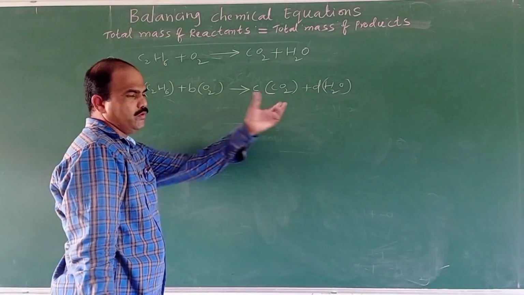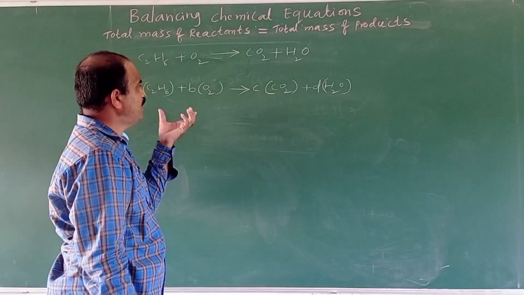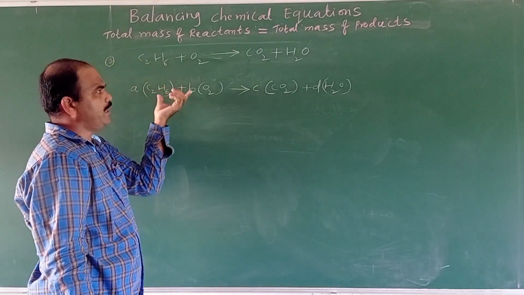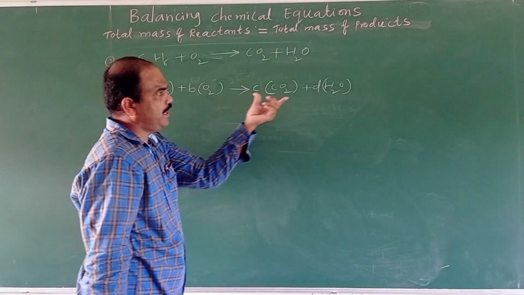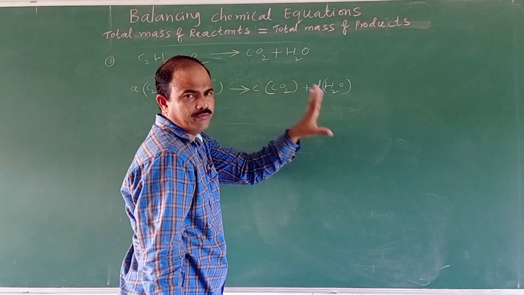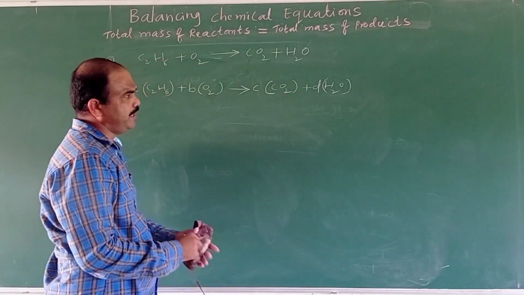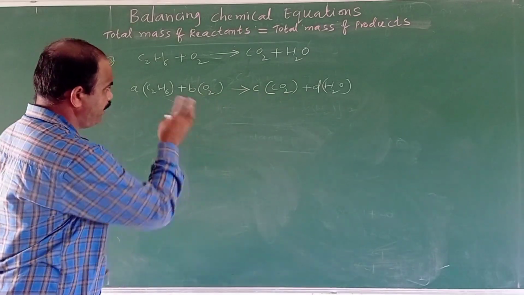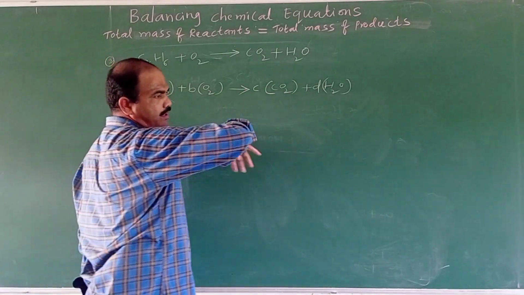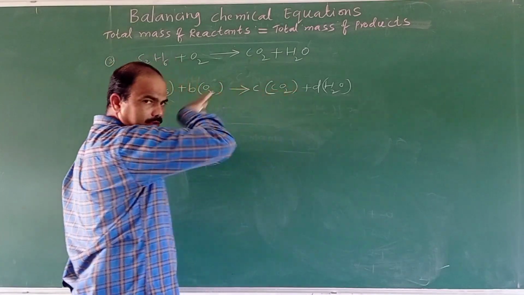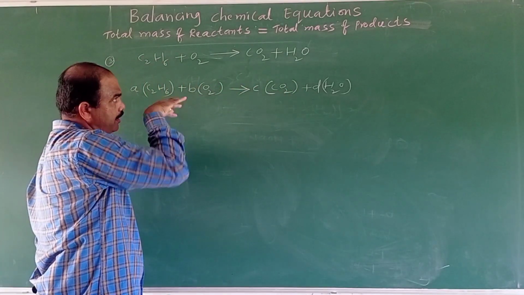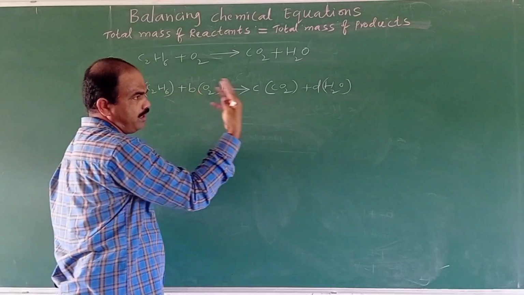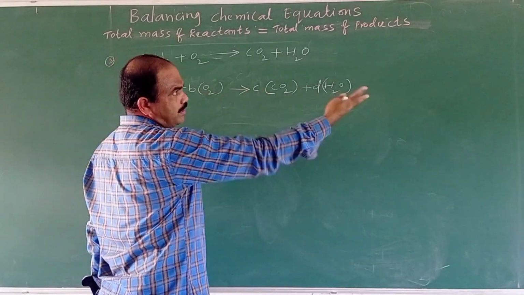So what are we doing here? The two reactants are multiplied with 2 different coefficients, and the 2 products are multiplied with 2 different coefficients. Then we have to balance, that is, we have to equalize. How many atoms are participating on the reactant side, and how many atoms are produced on the product side?